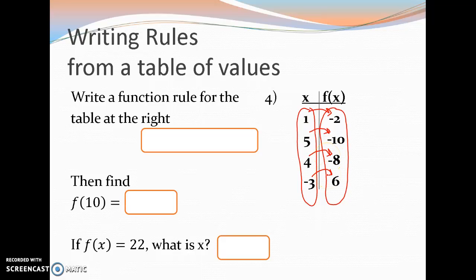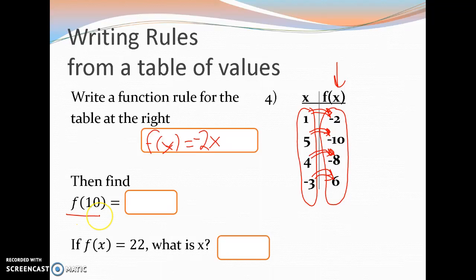It looks like it always doubles, but then the sign is always different. And so the function, or f of x, which is what we have here, to get those numbers, we always take whatever the x is and multiply it times -2. So -1 times -2 is -2. 5 times -2 is -10. 4 times -2 is -8. And 3 times -2 is -6.